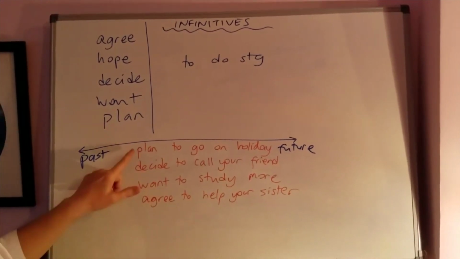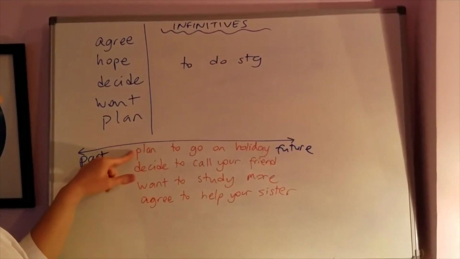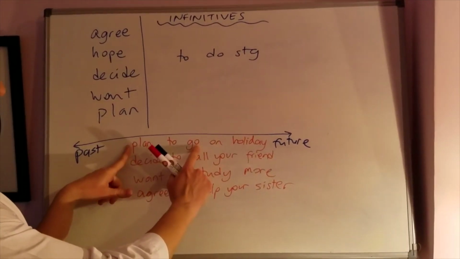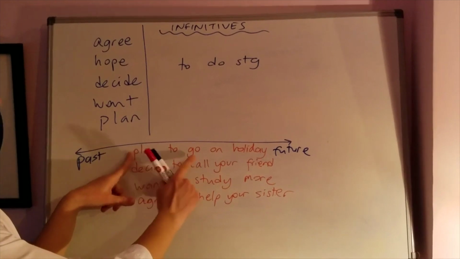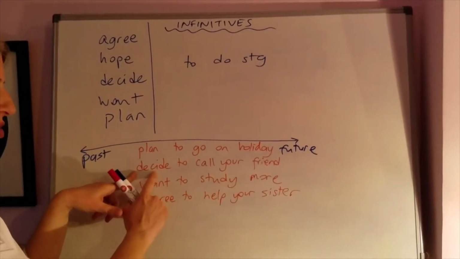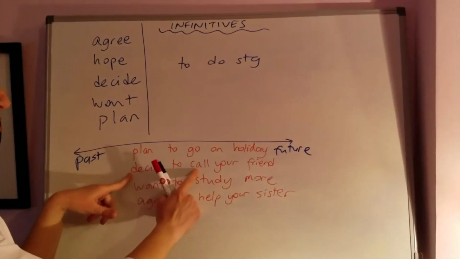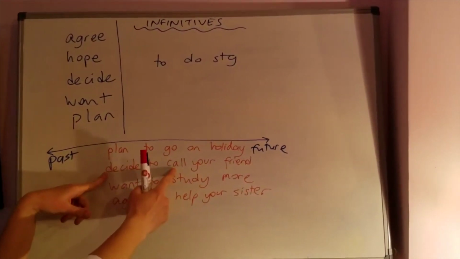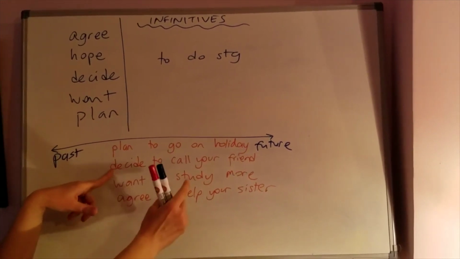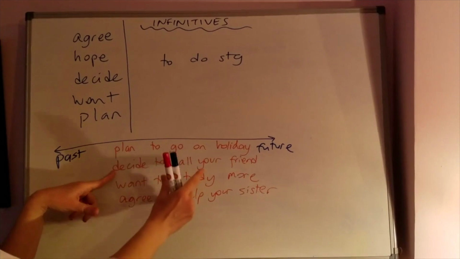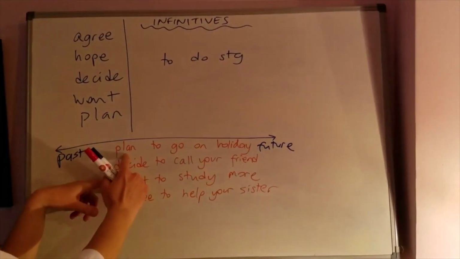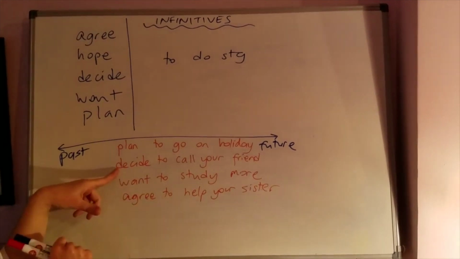What do I mean? If you plan to go on holiday, first you plan and then you go on holiday. So there's a chronological difference. If you decide to call your friend, first you decide and then you call your friend. Okay? Isn't it logical? So when you use the infinitive, you will know that these activities will happen in the future compared to the main verbs here.